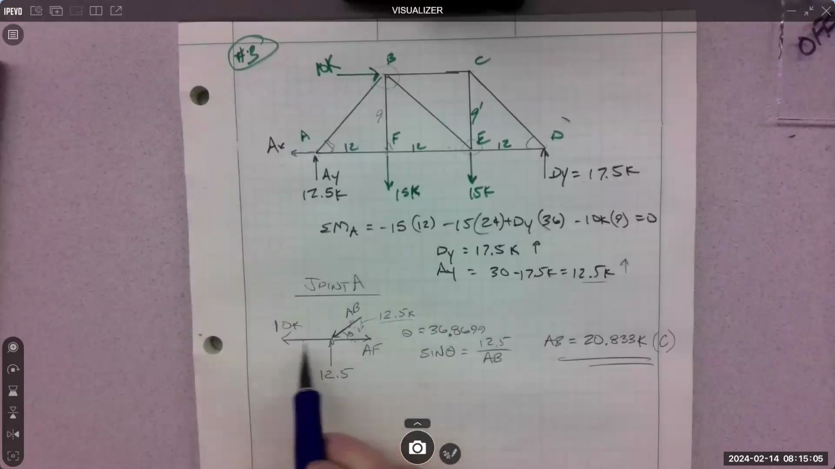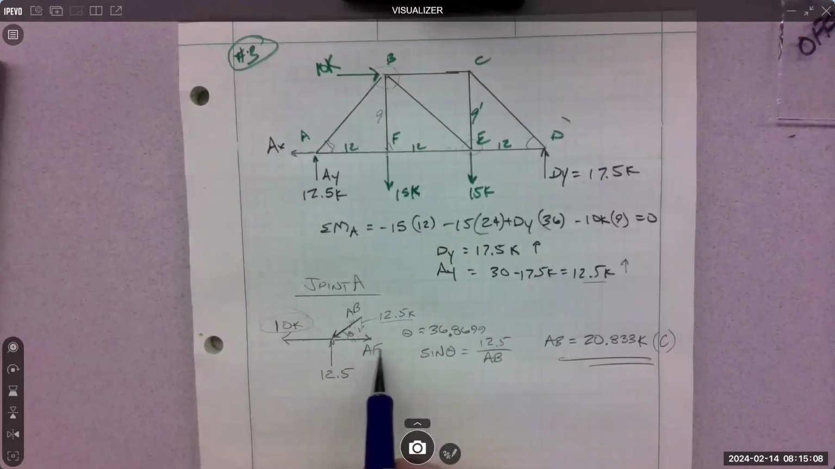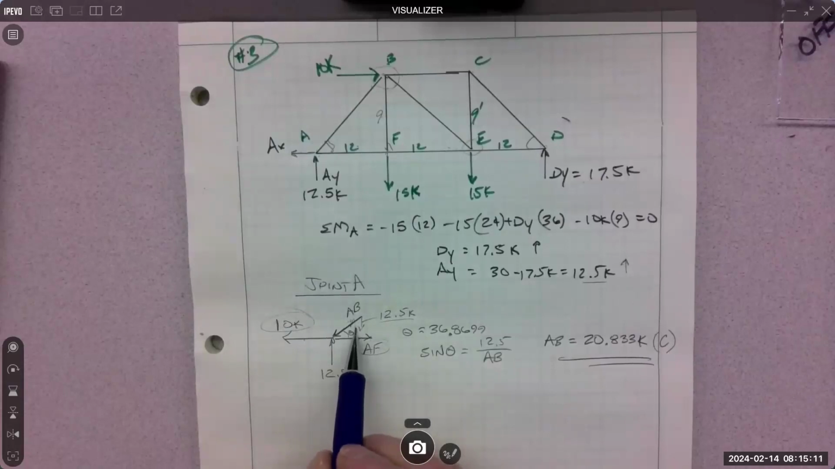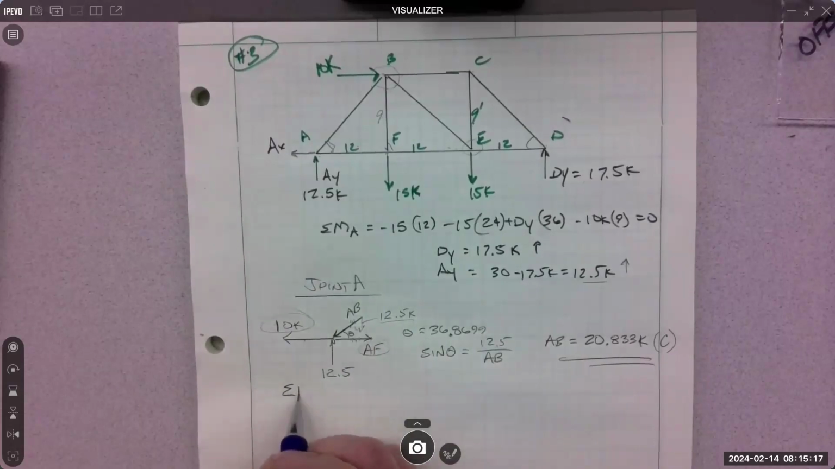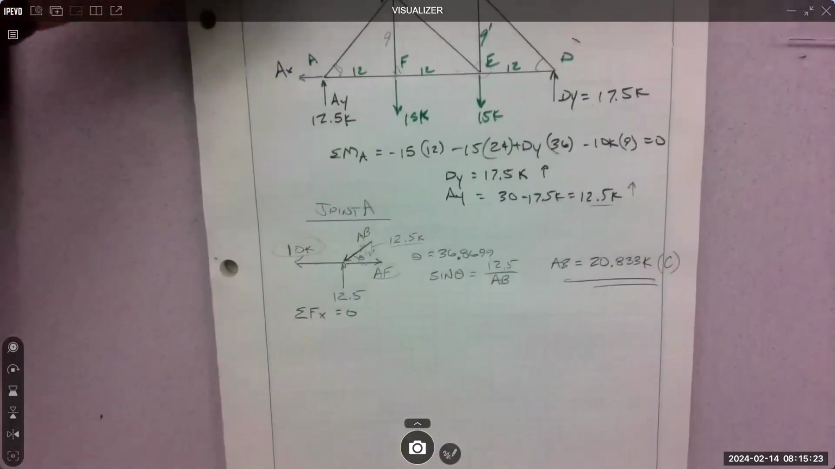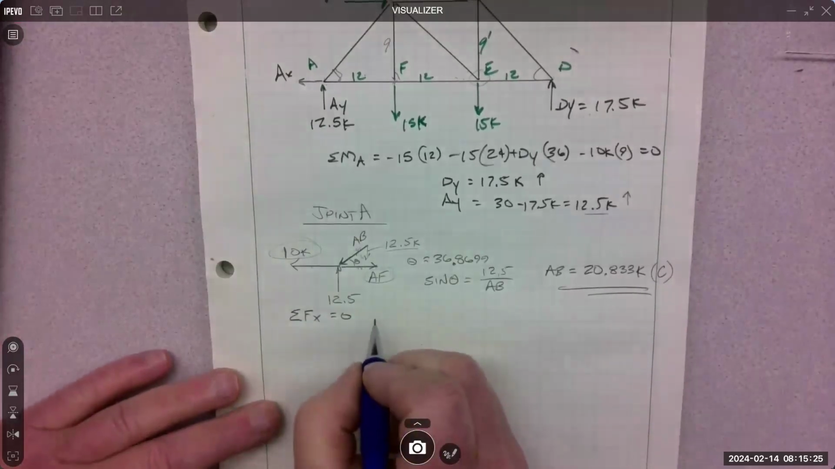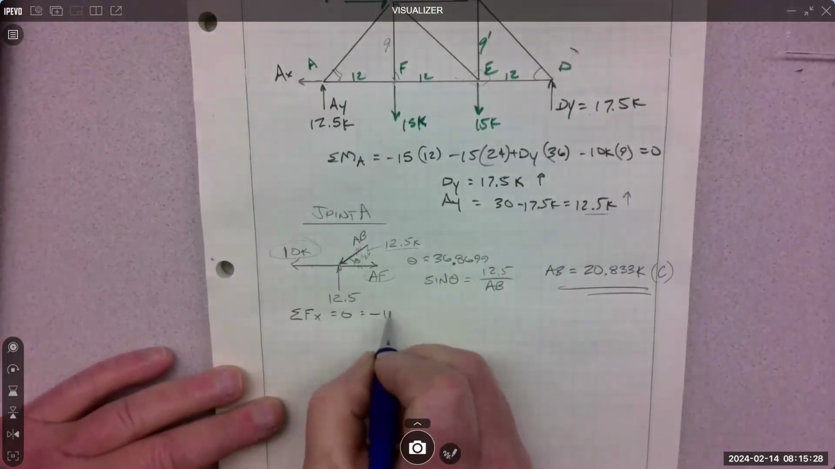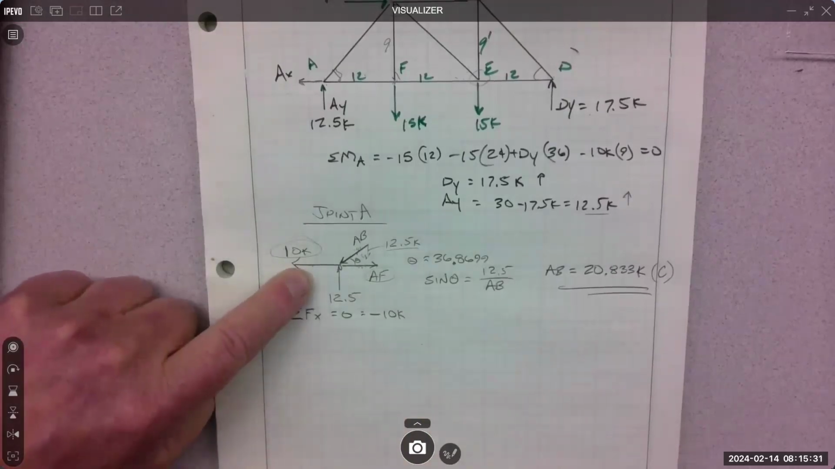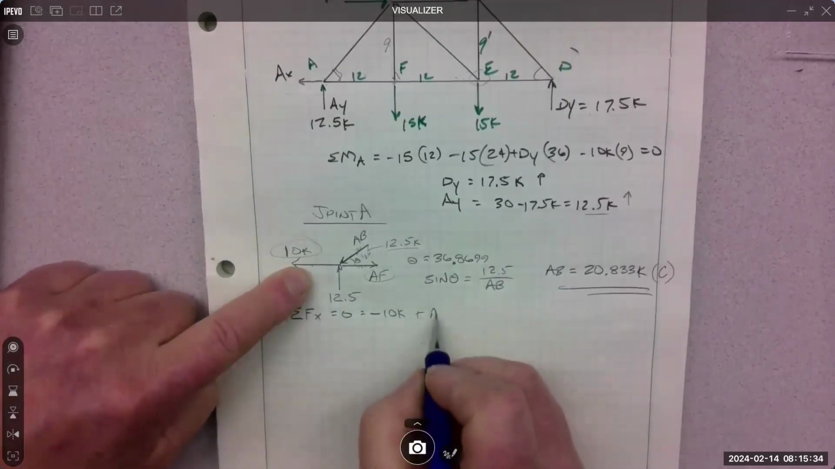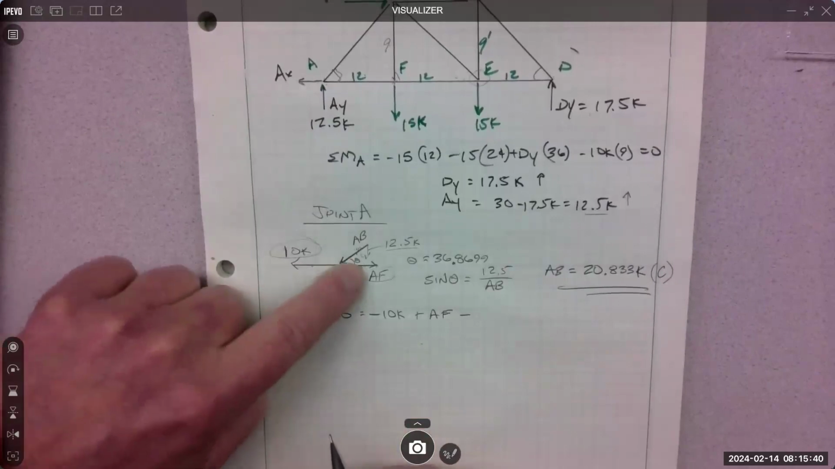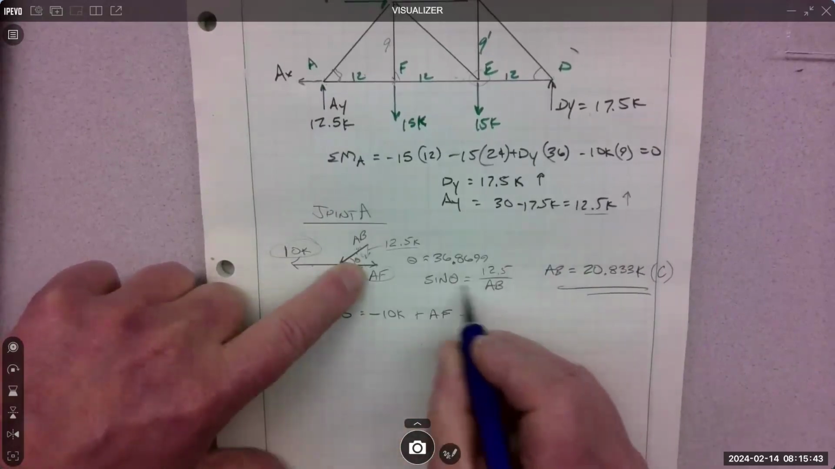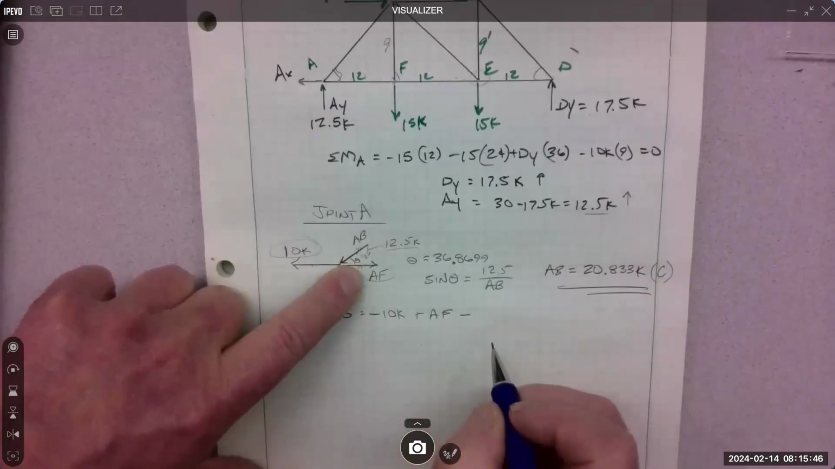AF is gonna be the combination of the 10K, AF, and the component of AB, right? All the forces in the X need to be considered. So I'm gonna write that the sum of forces in the X has to be equal to 0. Cannot forget the 10K. It equals minus 10K, right? It's this one. Plus AF, that's this one. Minus, and this will be the cosine, right? So I'm gonna write it out just to make sure.